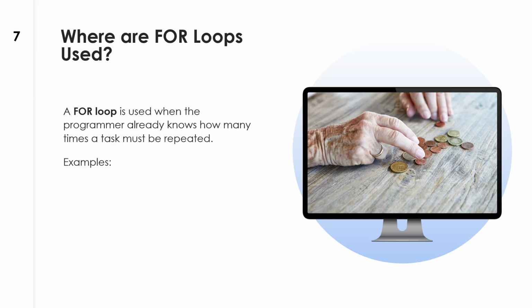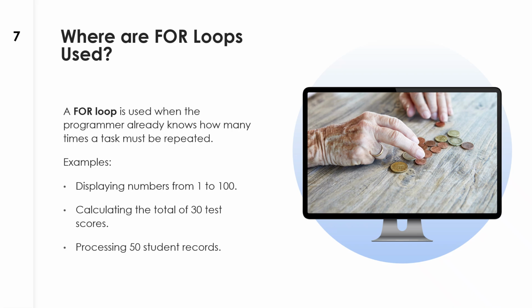Where are for loops used? I told you earlier as well that for loops are used when the programmer already knows how many times a task must be repeated. Let's discuss now a few examples which will make this concept clearer to you. For example, you already know that you have to display the numbers from 1 to 100. You will use for loop. When you have to calculate the total of 30 test scores, means you already know the count, how many times you have to calculate the test scores. So you're going to use for loop again.